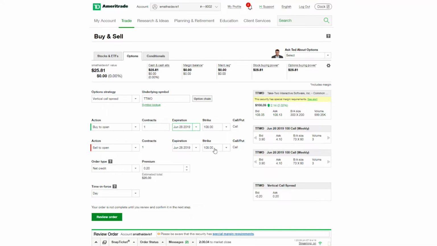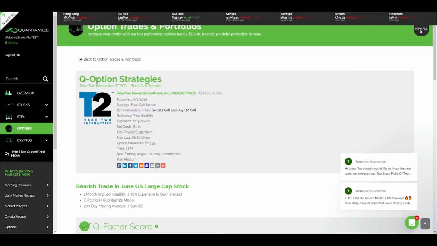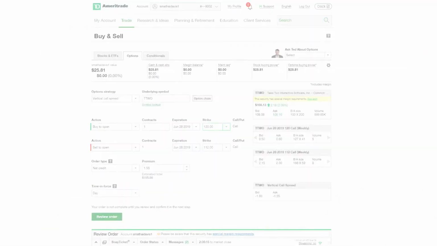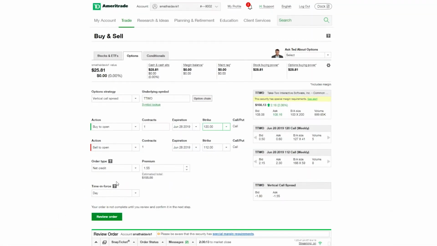Now remember, we were selling the 112. We're buying the 120. This is for a net credit of 155. What did our model say? 135, so we'll just leave it in there for now. This is a day trade. We're going to review the order.